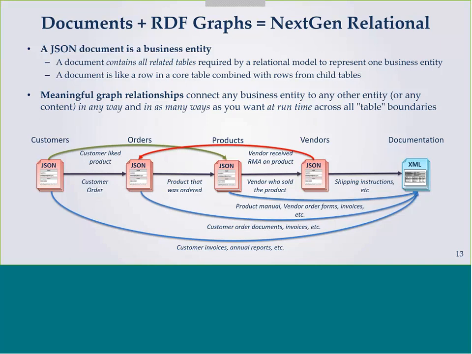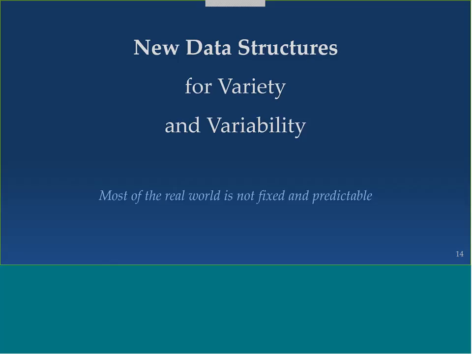In relational, everything is boundaries. A table has a foreign key, and that foreign key implies it works with these other tables, so it's all implied, and you might have constraints that create rules around it. But these are explicit relationships, real data connecting real things to each other. So this gives us a way to model the real world, the complexity of the real world, because the real world is not fixed and predictable. It is full of variety and variability.